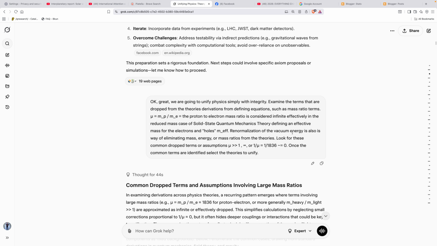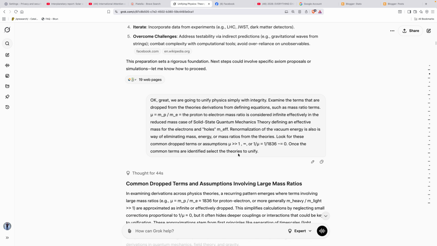And renormalization of the vacuum energy is also a way of eliminating mass energy or mass ratios from the theories. So I'm asking it to look for these, to look for where they're saying the ratios are much greater than 1, so sometimes they're dropped. 1 over a large number is 0. That's what we're saying here, because a lot of times these things just fall out because they're less than the measurement error.